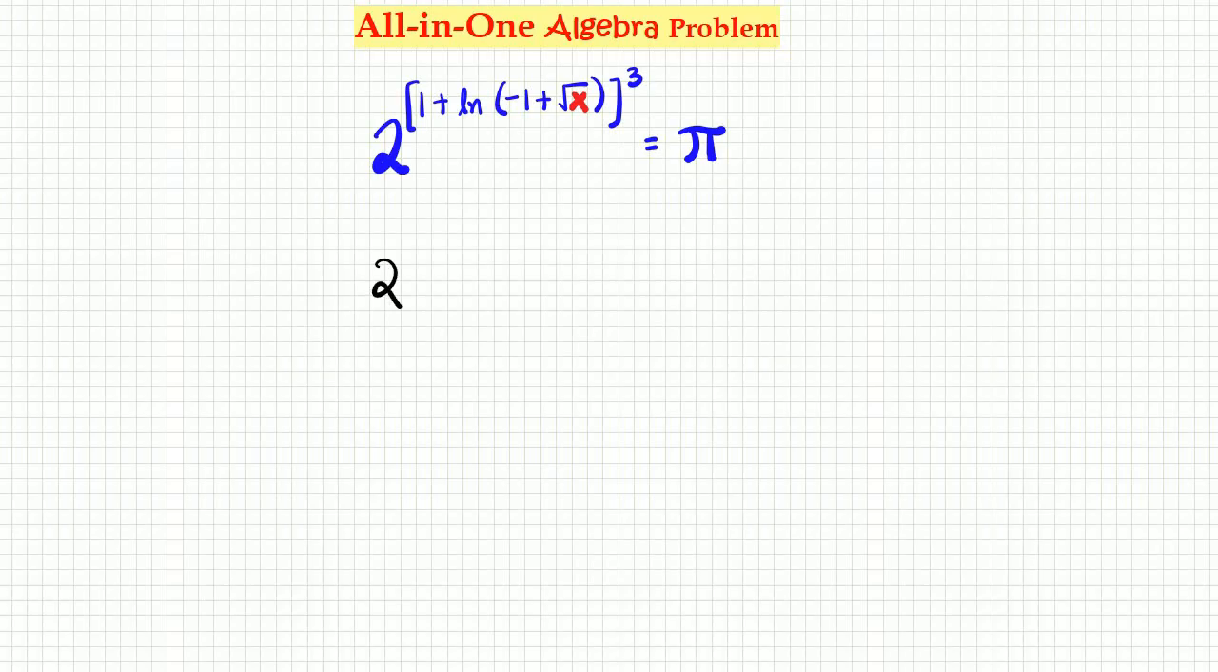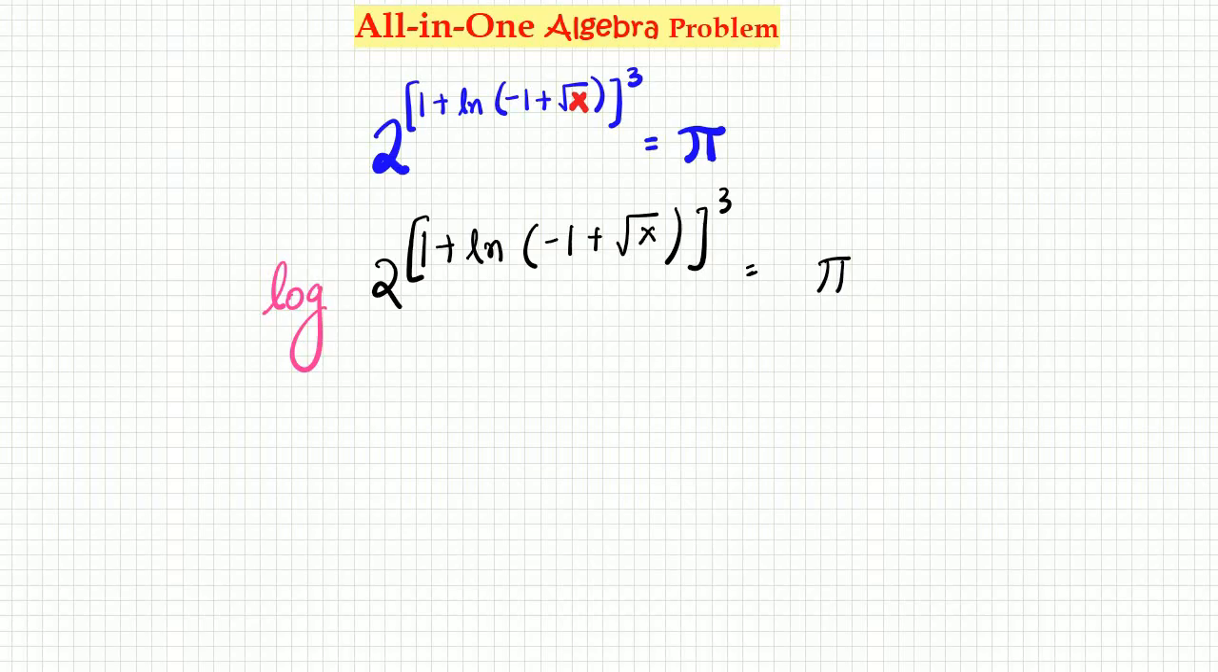Let me write it again. Why am I writing it again? Because I don't want to disturb the question. So this whole thing equals pi. I hope my audience already knows that whatever we do, we do on both sides. We can't use the natural log here because we need to use base 2. Why base 2? Because this has base 2. So log 2 here, log 2 here.